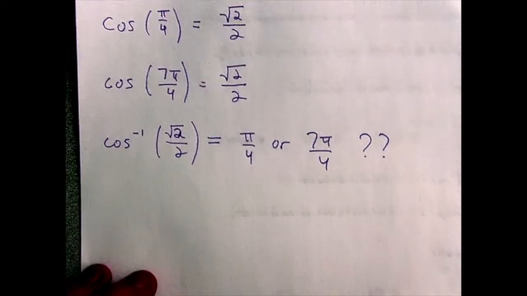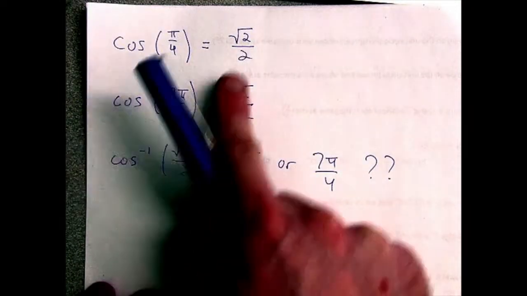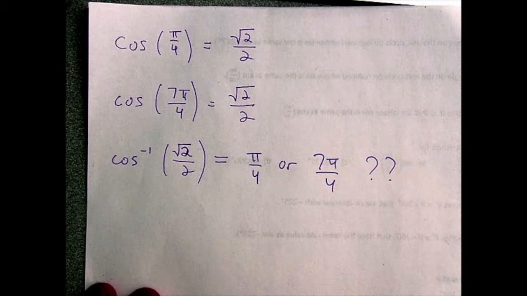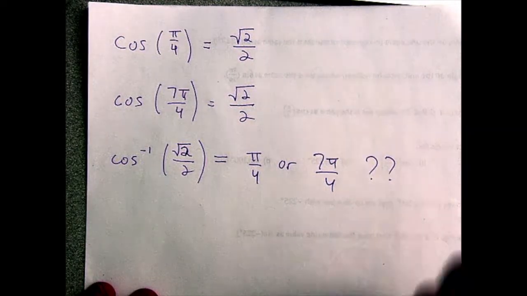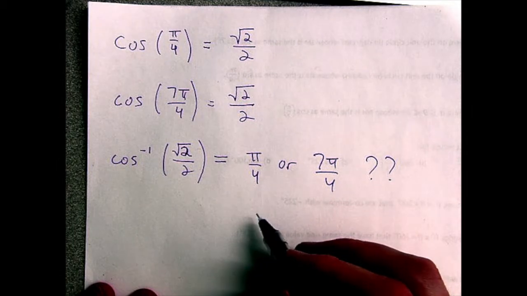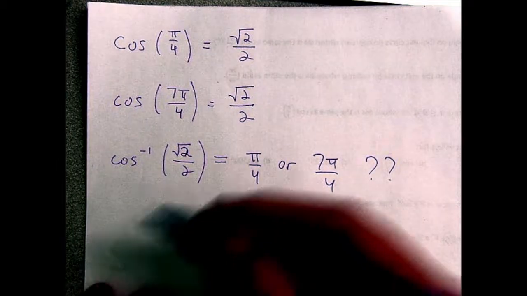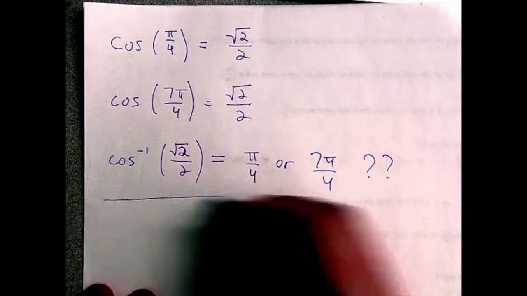It's fundamentally a problem because multiple angles have a cosine of root 2 over 2. These are two of them. There are actually many more. This is a problem for inverse cosine, but it's also a problem for inverse sine. It's a problem for inverse tangent, and so on.